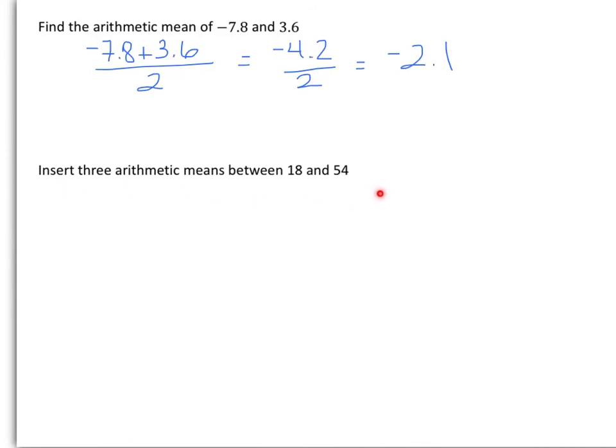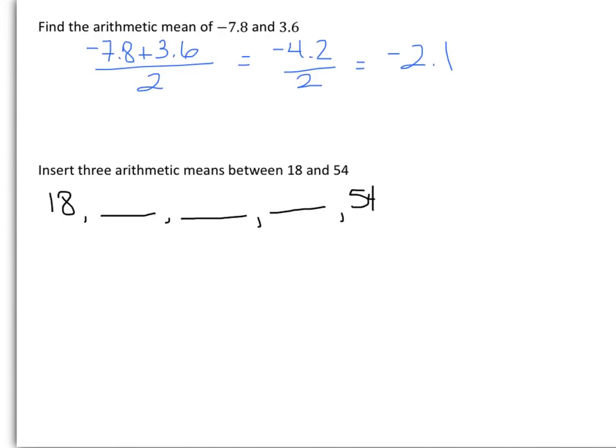The next one is a little bit more difficult because we're looking for 3 arithmetic means. This means that I'm looking for some sequence where 18 is the first number, 54 is the last number, and there are 3 values in between. So the first thing that we do is we say, okay, well, 18, then something, something, something, 54. And we'll use the formula that we've been using in order to figure out what our common difference is.